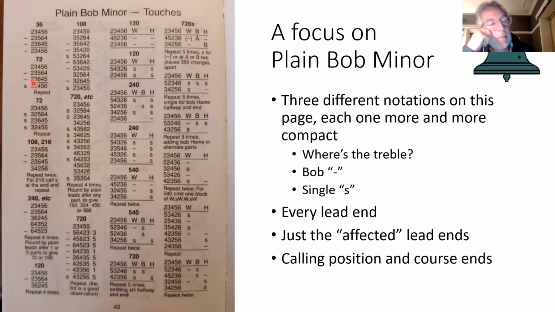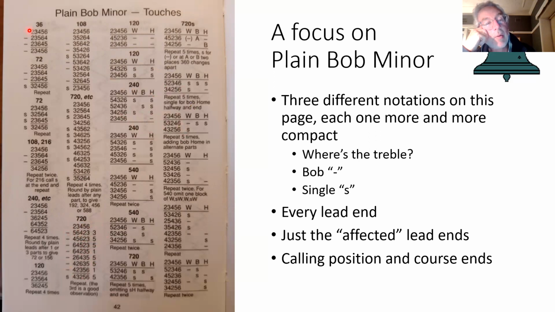In this first column of touches, it's showing just the lead ends. And in the first half of the second column, it's just the lead ends. But then life gets a little bit more compressed, because this 720 here isn't even doing that. It's only showing the affected lead ends. So you think, oh, it looks as though there's a bob every lead, but it's not, because this number on the right is telling you something different. And then over here in these grids, it's completely different again.